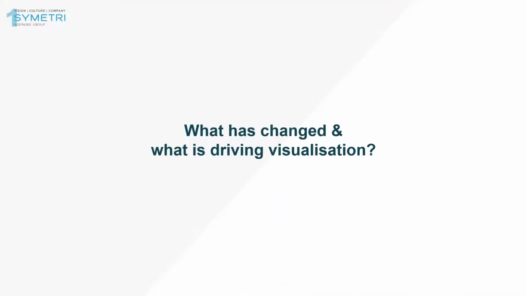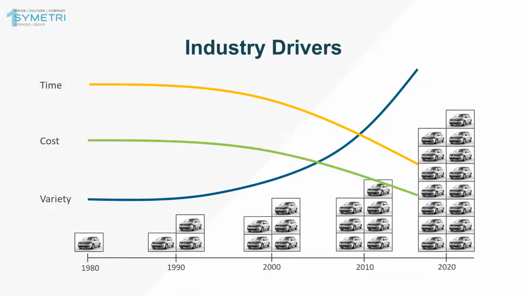So what's changed and what's driving visualization? I appreciate I'm massively oversimplifying the process, but in an incredibly short period of time, things have changed massively. The number and complexity of designs have grown exponentially, but companies are expected to bring products to market quicker and more frequently than ever. The result is less time for prototypes, more decisions to be made, more sign-offs, and as a result, again, that's more opportunity for errors.